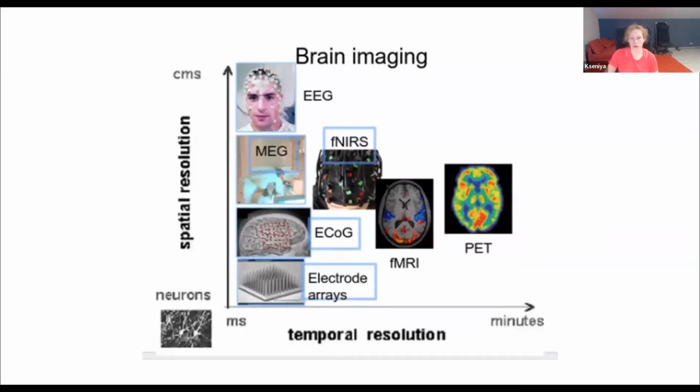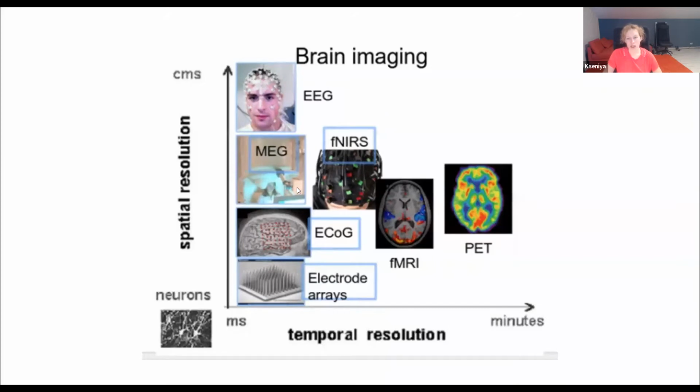To get down to a discussion of all the methods for studying the brain, let's present them in one graph. In this graph, the axes are the spatial and temporal resolutions. You see the recording methods with the highest temporal and spatial resolutions are invasive.